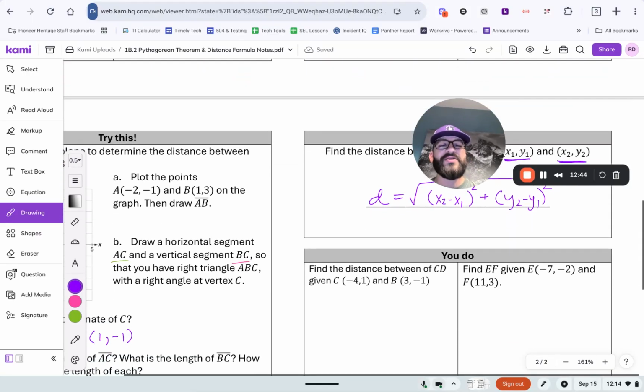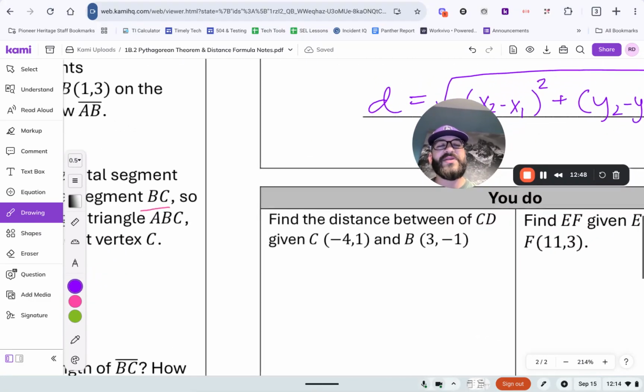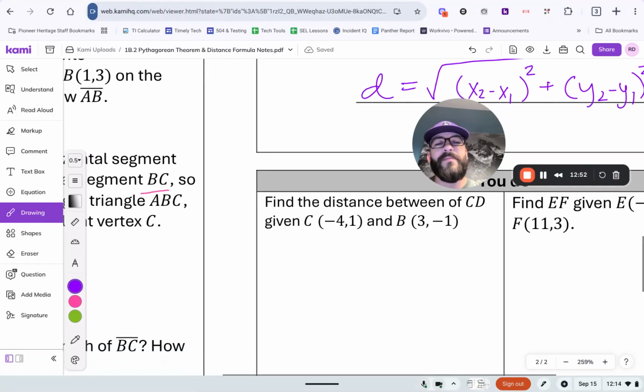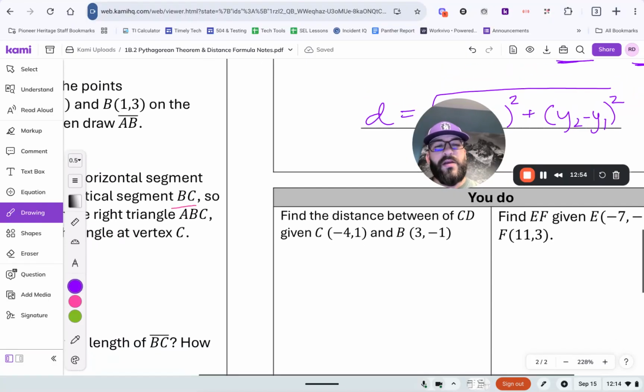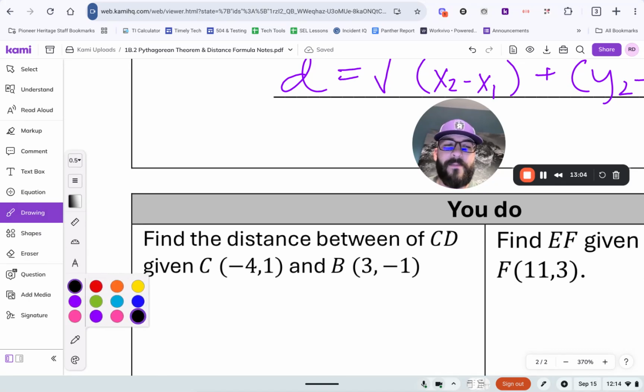So I know it says you do, but we're going to do one together, and I'm going to let you find the distance with our last 3. So we want to find the distance between CB, which should be CB, not CD. So we'll just make a little revision right here that this is CB.